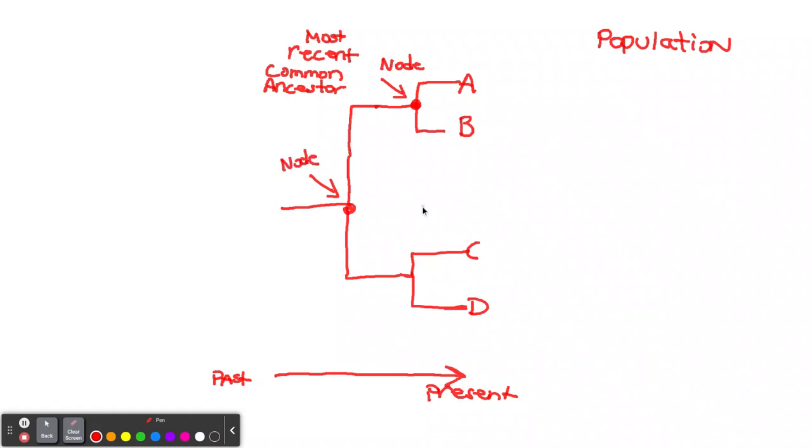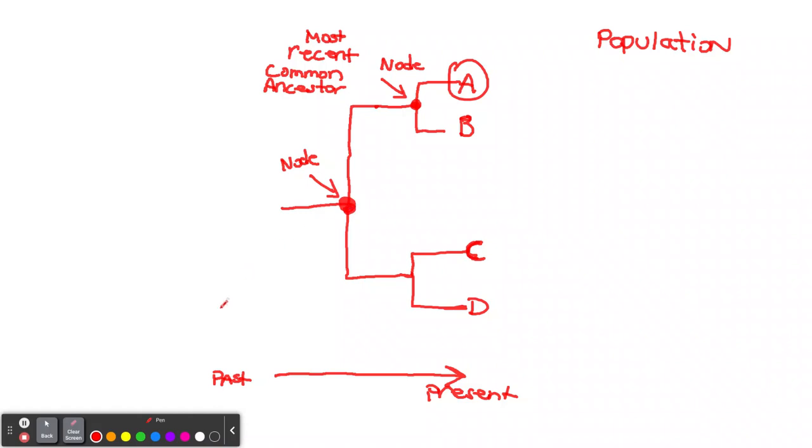Just looking at this, you can see that A and B are more closely related than C and D. It's just obvious. But A, even though it's more closely related to B, is equally related to C and D. You can't just say that A is more related to C than D, because they both share this second common ancestor in the past.